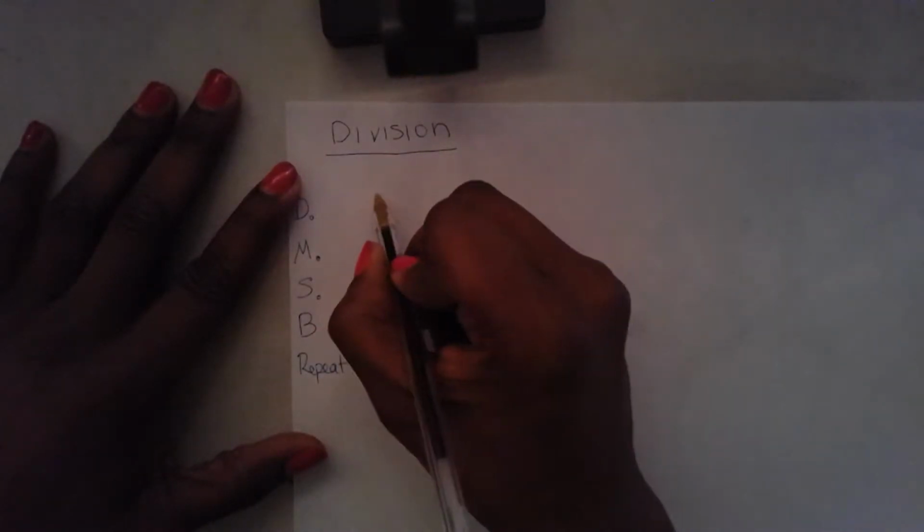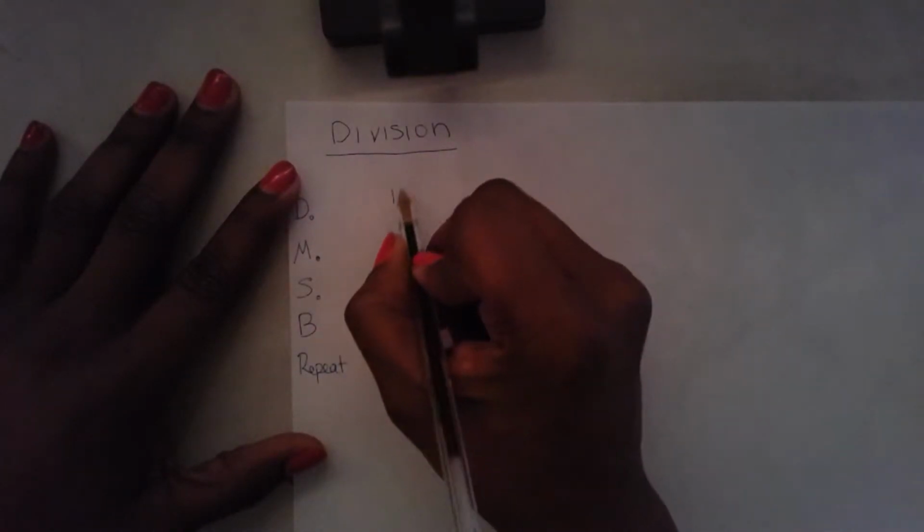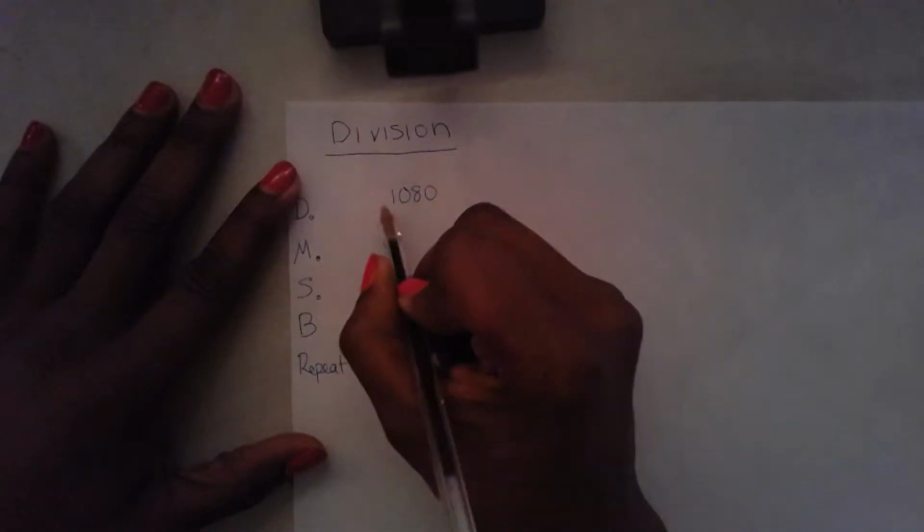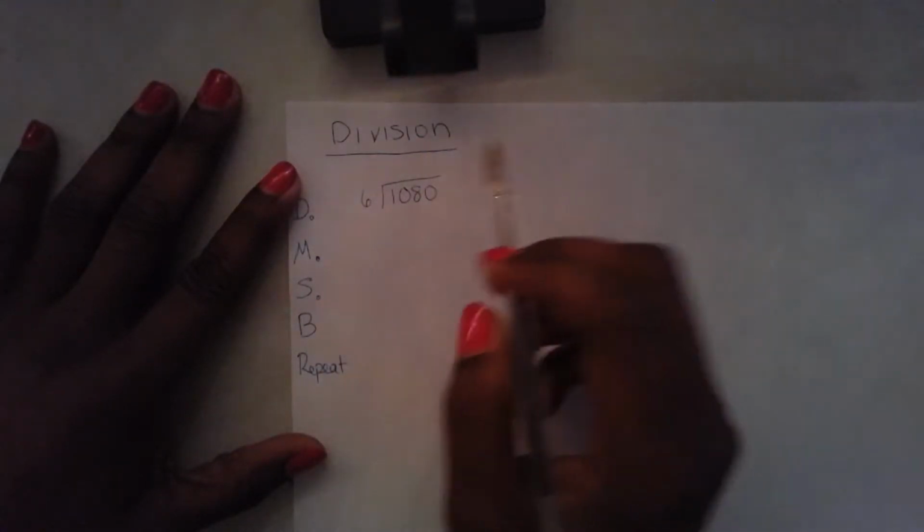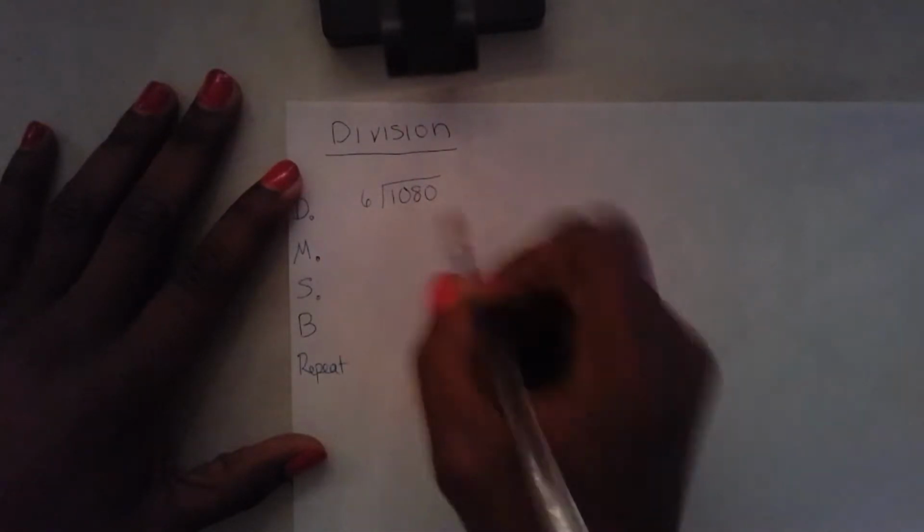Okay, so with division, we remember dangerous monkeys swipe bananas, which gives us our steps: divide, multiply, subtract, bring down, and repeat. So let's do 1080 divided by 6. Dividend, divisor. First we divide.